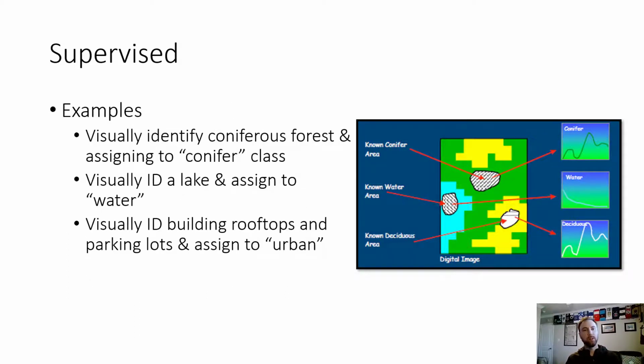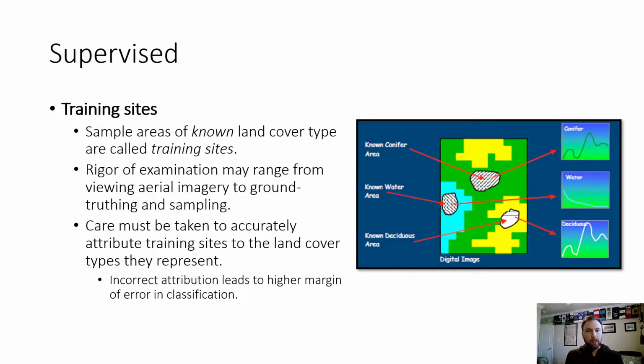So some examples, you would visually identify coniferous forest and assign them to a conifer class. Likewise, visually identify a lake and assign it to water, or visually identify building rooftops and parking lots and assign those to urban. So you literally would draw a little box or a little circle around a rooftop and say, this is a roof, and then all other rooftops that share that spectral signature within a range will then be classified as roof. It's a very, very cool system, and it happens to be what you will be practicing in the lab this week.